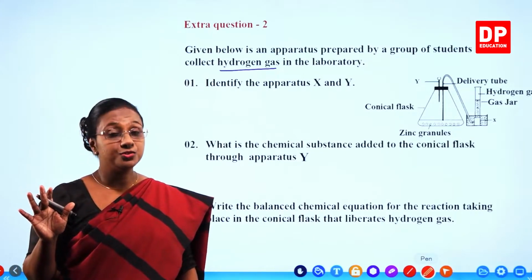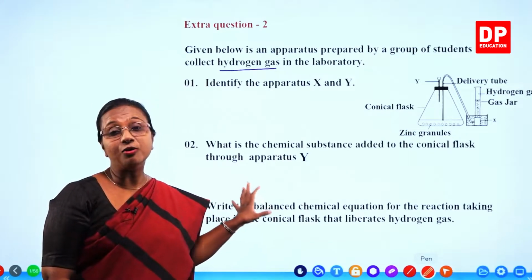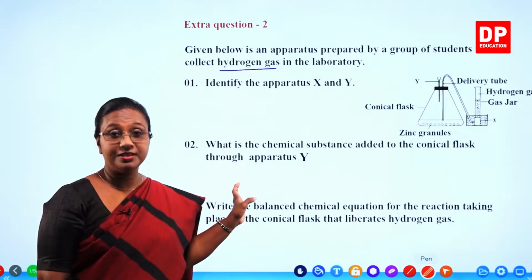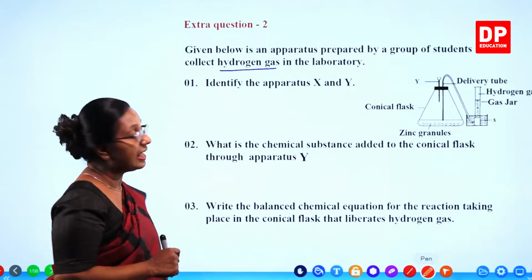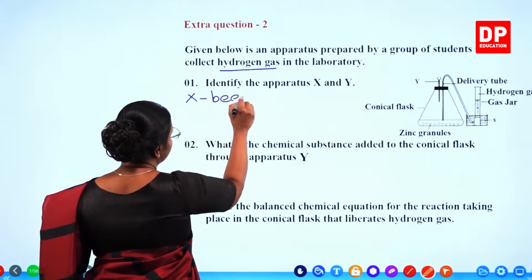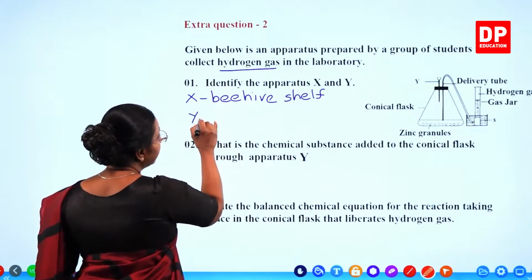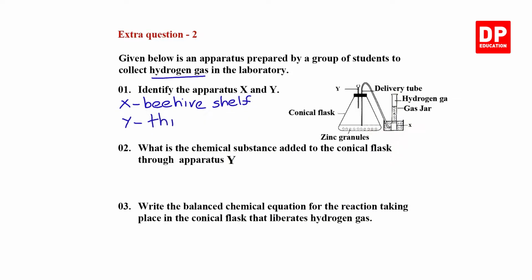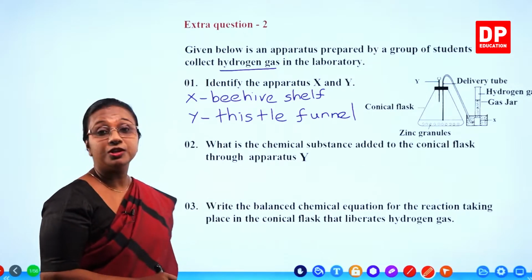Like you always do students, I am sure you would have already read the questions and answered them, and now you are checking your answers with my discussion. The first one: identify the apparatus X and Y. We have already done that. What is X? X is the beehive shelf. And what is Y? Y is the thistle funnel. Through the thistle funnel only, we add the hydrochloric acid or sulfuric acid into the conical flask.